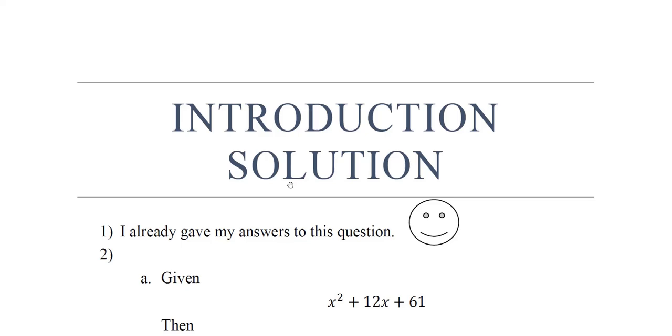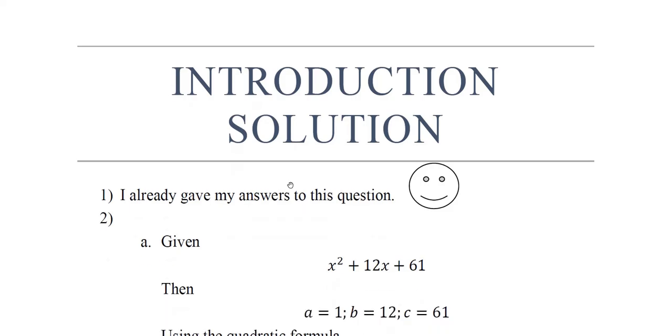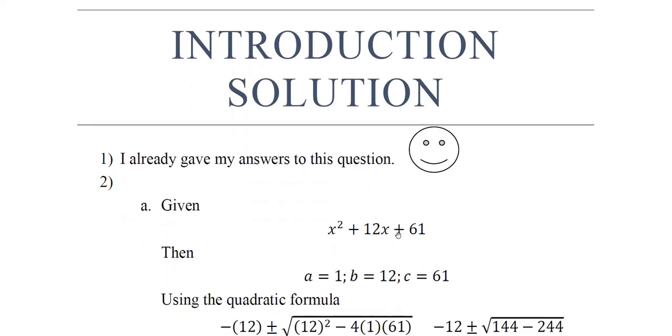I already gave my answer to question 1, so I will be moving on to question 2. Please make sure and get your own answers for question 1 and don't choose my answers. Okay, so starting with question 2a. Given x squared plus 12x plus 61, then a is 1, b is 12, and c is 61.